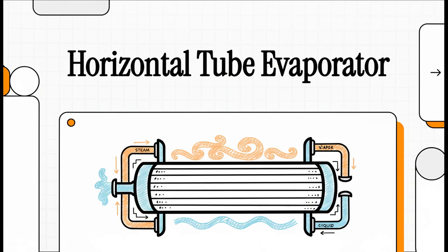Hello and welcome, future pharmacists. If you're a B-Pharm student, especially in your third semester, you are in the perfect place. Today, we're going to break down a really fundamental piece of equipment in pharmaceutical manufacturing, the horizontal tube evaporator. So let's get right into it.